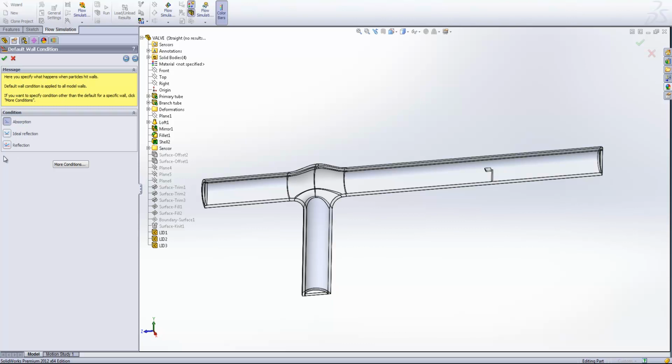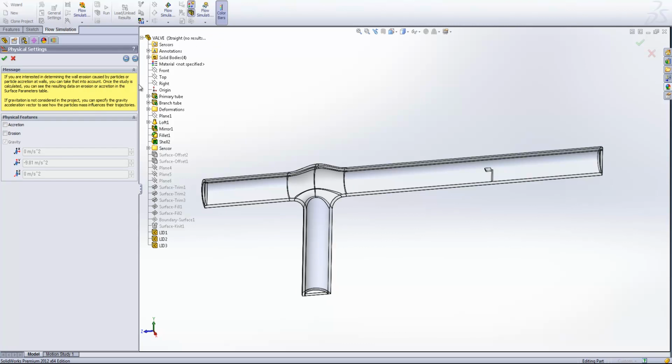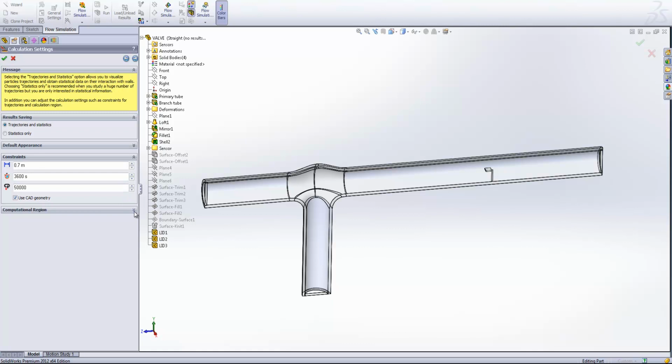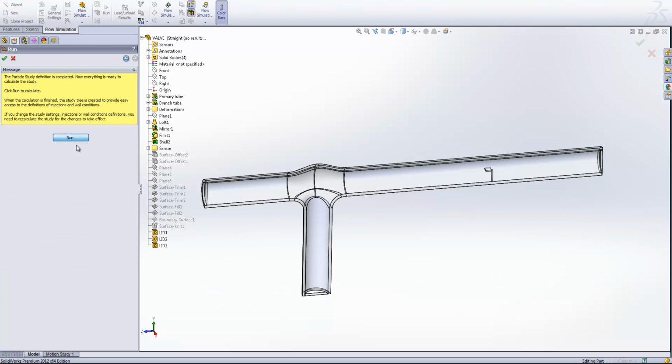And here we can specify how those particles are treated. They can either be absorbed when they encounter a wall, or we can have them reflect. We can specify reflection parameters, so we can have some absorbed, some reflected, or we can have an ideal reflection where all of the particles that encounter the wall bounce straight back off again. A couple of other physical features, we can include erosion, accretion, and gravity here, and then we can tell the system what information we want out of the study, hit next and hit run.